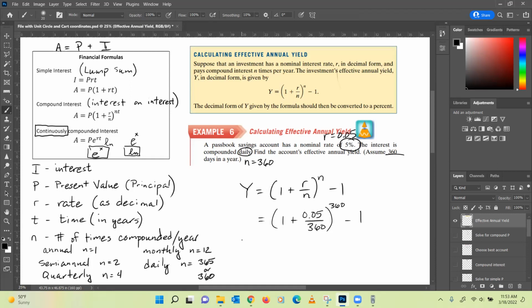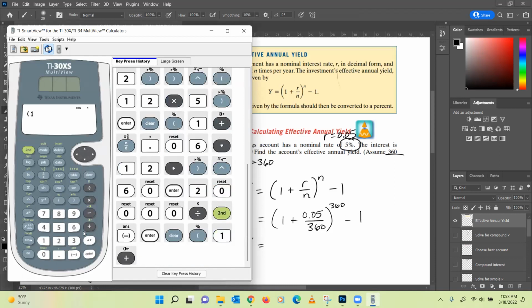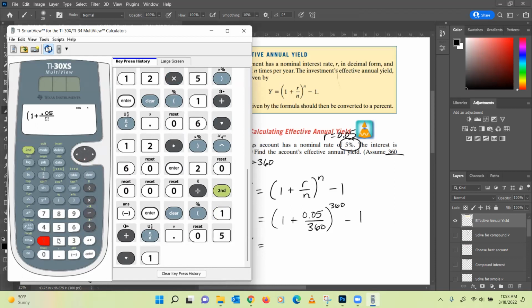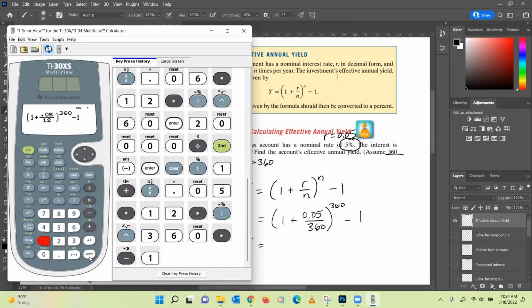Okay, so now I've got this formula and I can type that into my calculator. I'll go ahead and bring up this other calculator. I'll clear it so we don't have any distractions there. We've got 1 plus, and I'll go ahead and bring up that fraction, 0.05. Drop this down, divide by 12. And I need to close that parenthesis, raise that to the 360th power. I'm going to hit the right arrow to get out of the exponent there because I need to subtract 1 from the overall. And I hit enter and I get 3.4677.